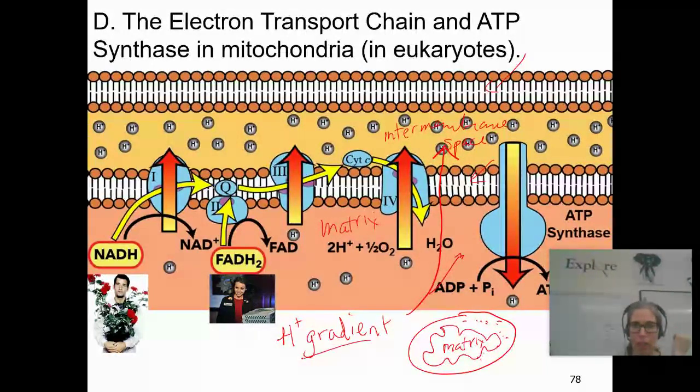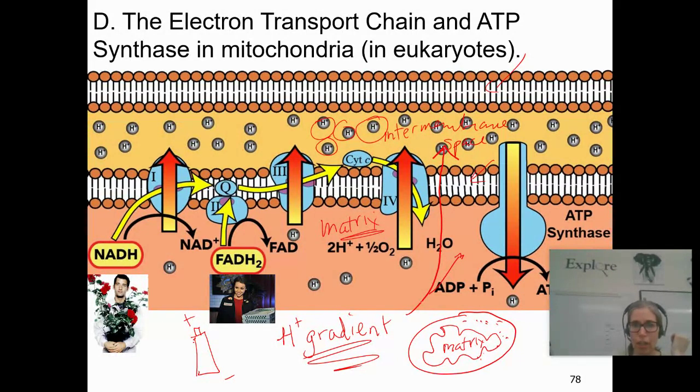So we have a gradient. A gradient is a difference, and that's really what you've got in a battery. So if you have a battery, one side is going to be positive and one side is going to be negative, and that's a difference in electricity. And that's all we've got here, a difference in electricity between the intermembrane space and the matrix. There are more hydrogen ions here, more protons here than there are out here. So that's a gradient. It's both electrical and chemical, actually.